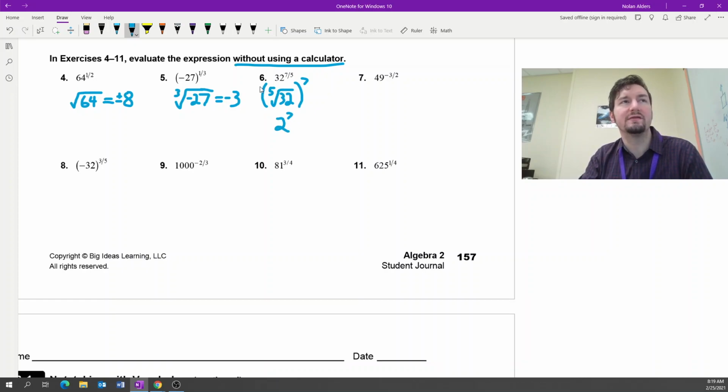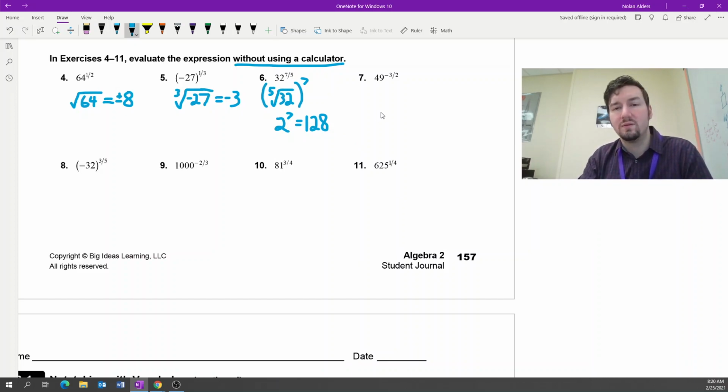And there's only one answer since this is an odd n. So we only have positive 2. And then we raise 2 to the 7th power, which I think is 128. So our overall answer is 128.